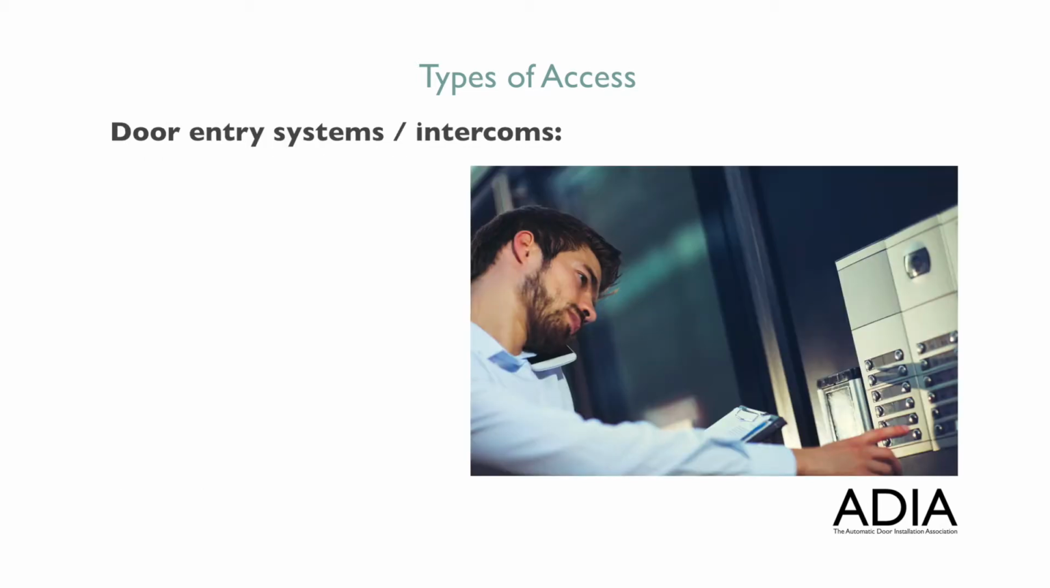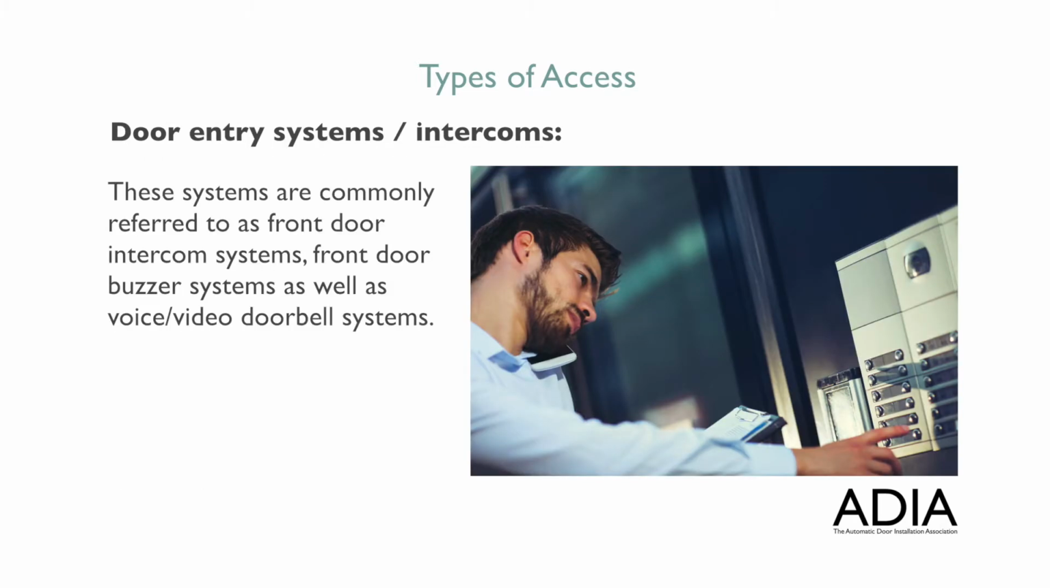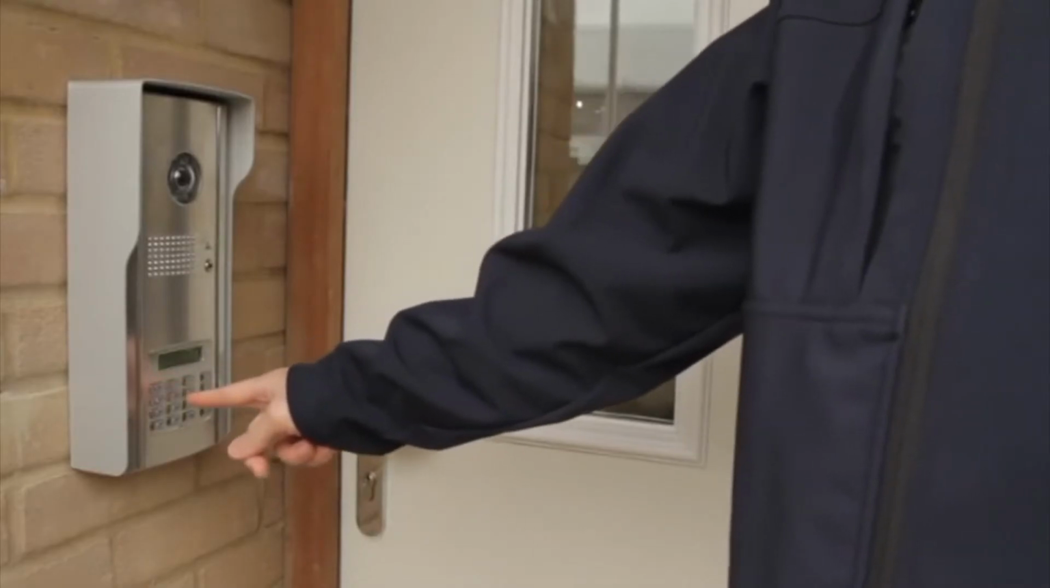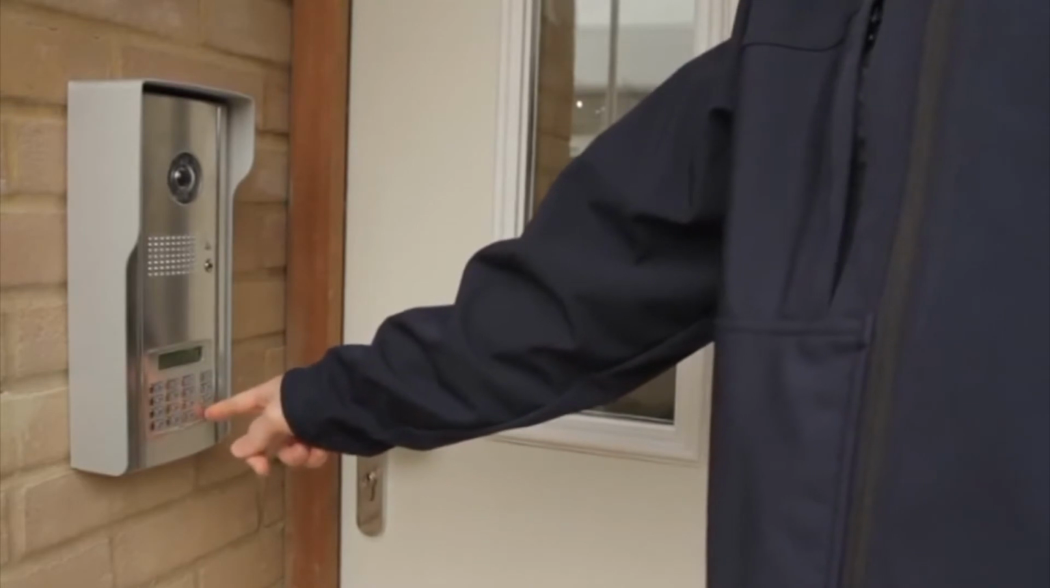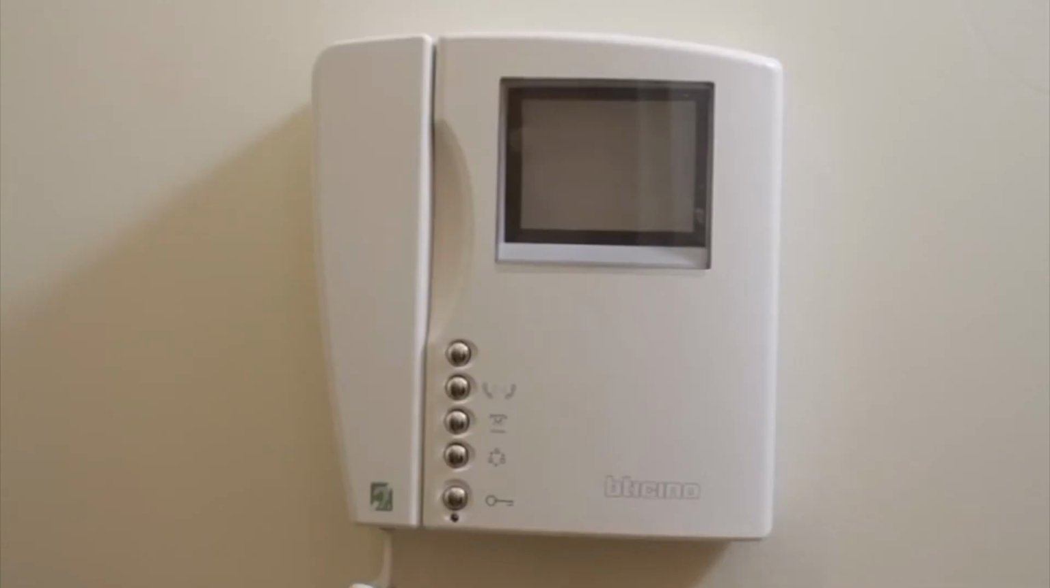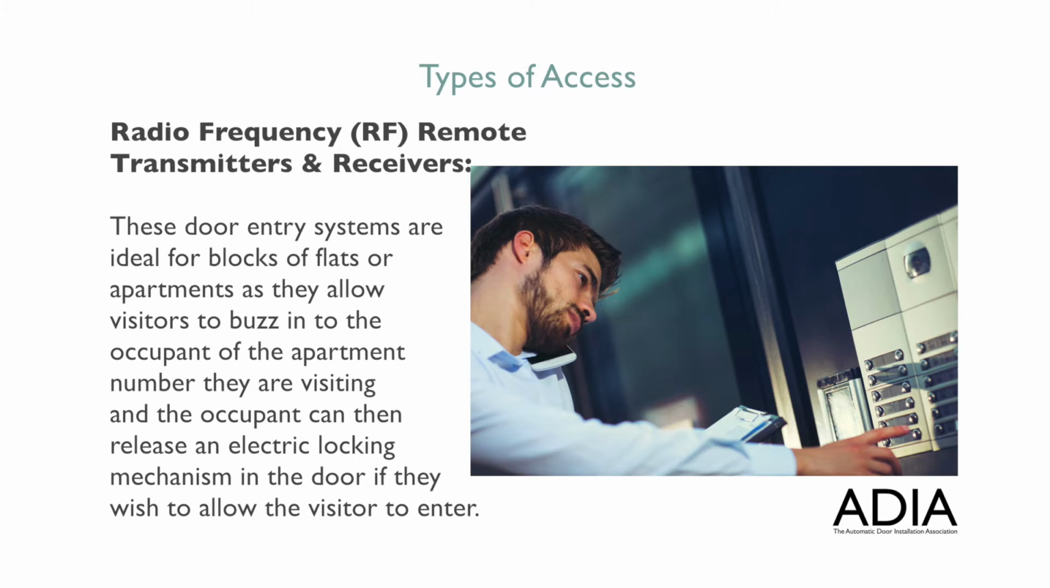Door entry systems and intercoms. These systems are commonly referred to as front door intercom systems, front door buzzer systems, as well as voice or video doorbell systems. These door entry systems are ideal for blocks of flats or apartments as they allow visitors to buzz in the occupant of the apartment number they are visiting, and the occupant can then release an electric locking mechanism in the door if they wish to allow the visitor to enter.